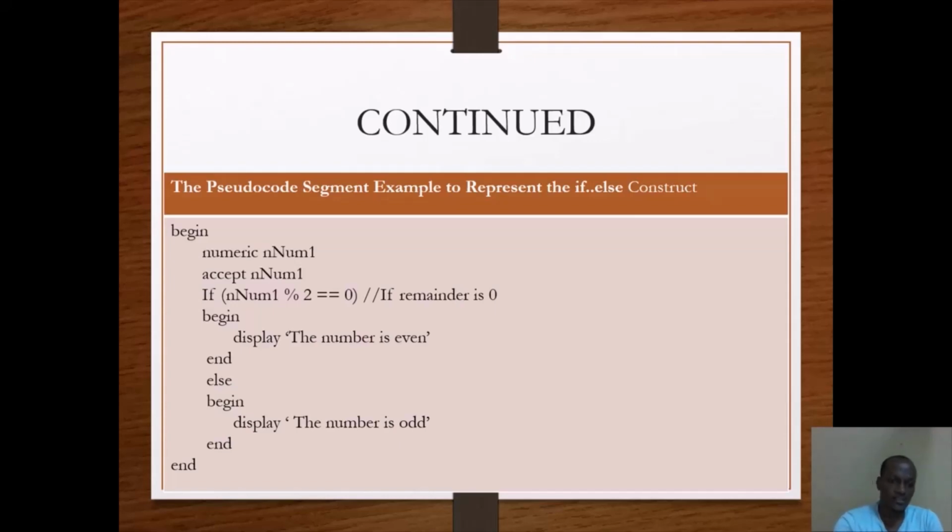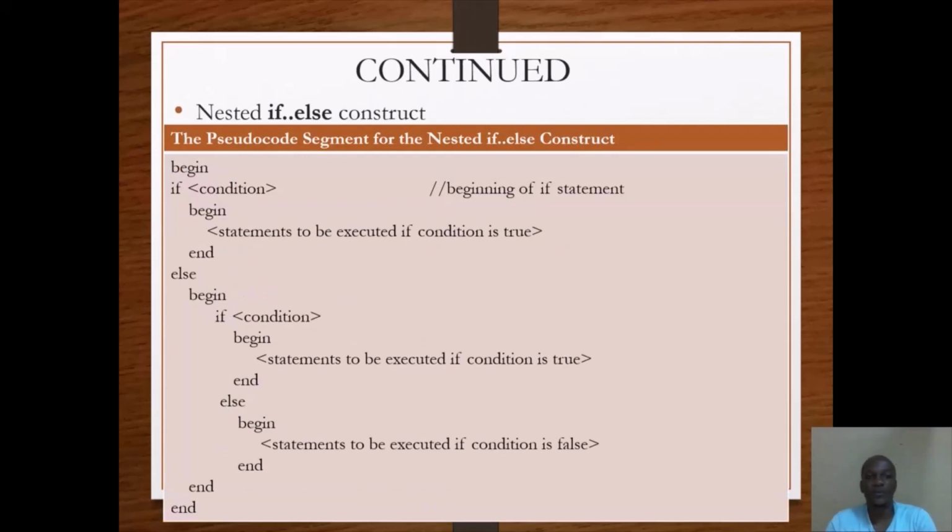So if this condition you see over there is true, then what will be displayed on your screen is that the number is even. But if it is false, what will be displayed on your screen is that the number is odd. So in here we are looking at an example of a conditional if else construct, which is nested.